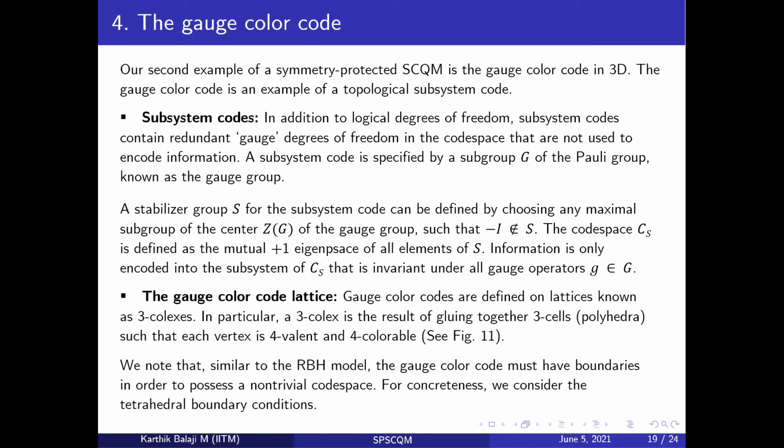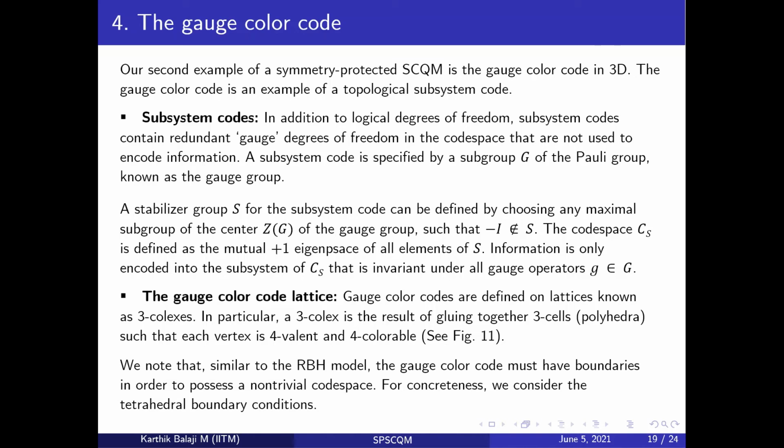The code space CS is defined as the mutual +1 eigenspace of all elements of S. The information that we want to encode is only encoded into the subsystem of CS that is invariant under all gauge operators G belonging to the gauge group. Now the gauge color code is defined on lattices known as 3-colexes. In particular, a 3-colex is the result of gluing together 3-cells, polyhedra, such that each vertex is 4-valent and 4-colorable. By 4-valent, here we mean each vertex belongs to 4 edges, and 4-colorable meaning each polyhedral 3-cell can be given one of 4 colors, such that neighboring 3-cells are differently colored.